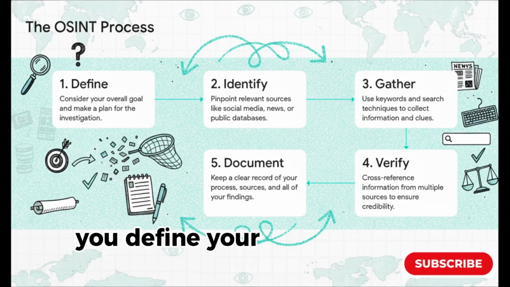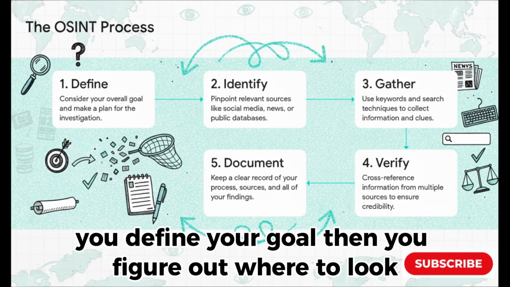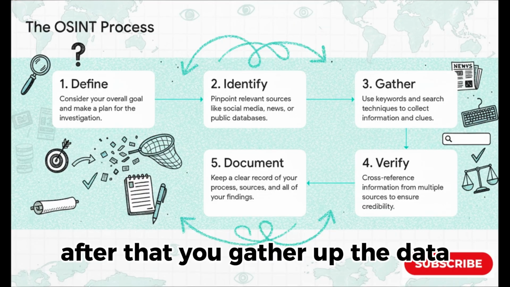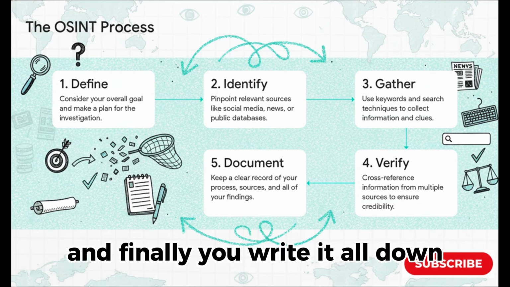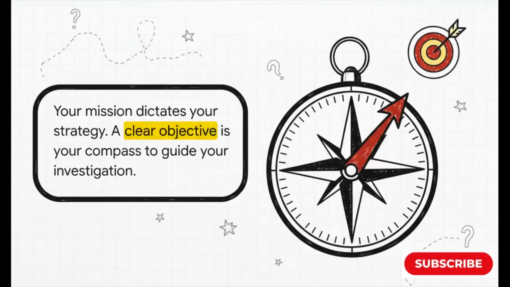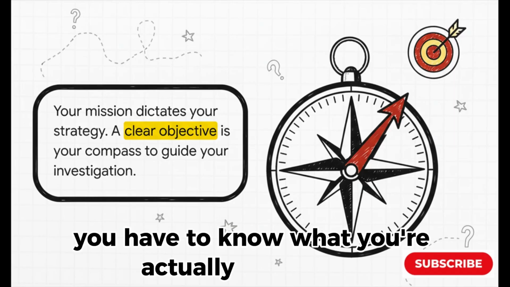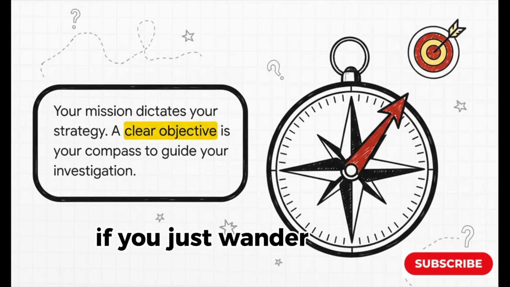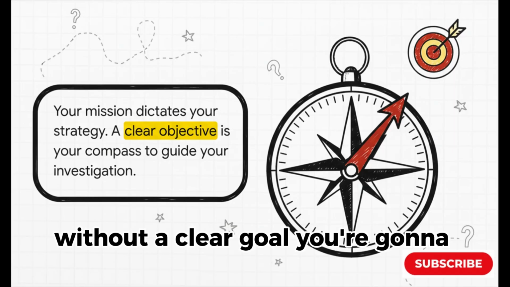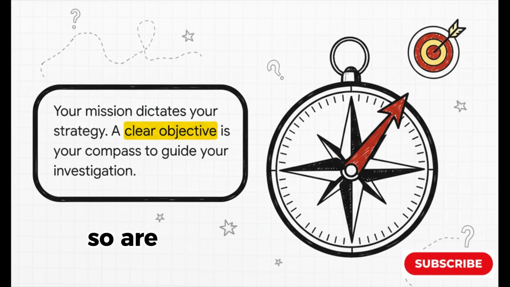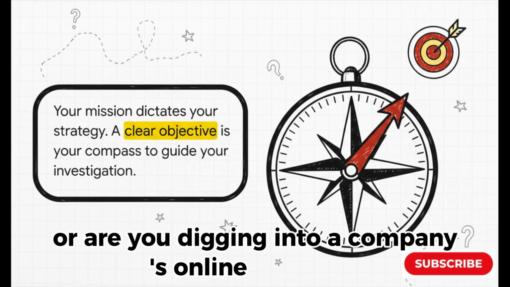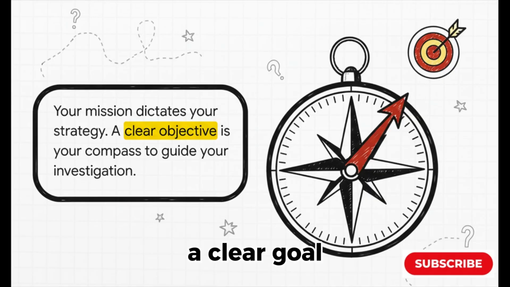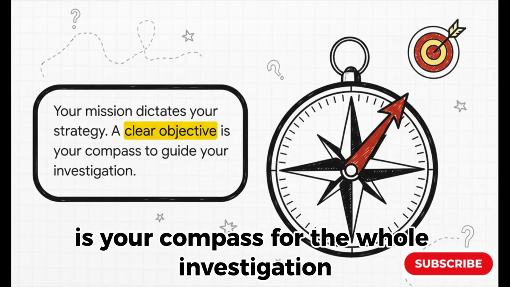First, you define your goal. Then, you figure out where to look. After that, you gather up the data, you check if it's actually true, and finally, you write it all down. Let's break each of these down. Step 1. You have to know what you're actually looking for. If you just wander into the internet without a clear goal, you're going to waste a ton of time. So, are you trying to find out where a video was filmed, or are you digging into a company's online presence? A clear goal is your compass for the whole investigation.